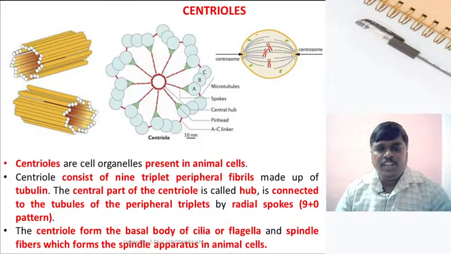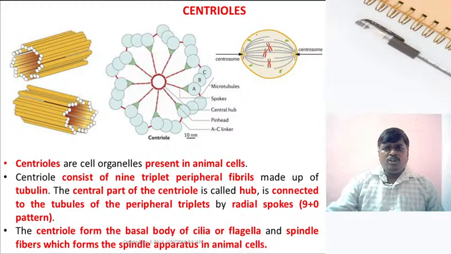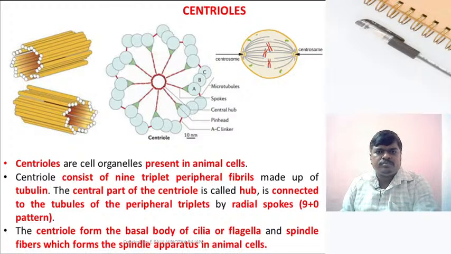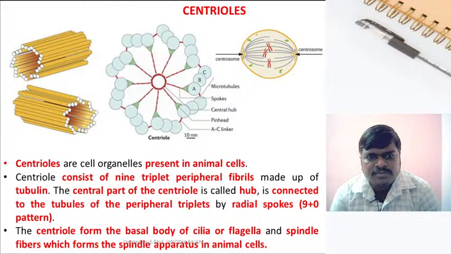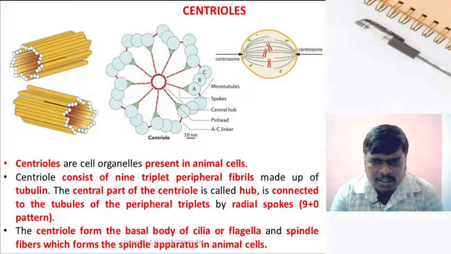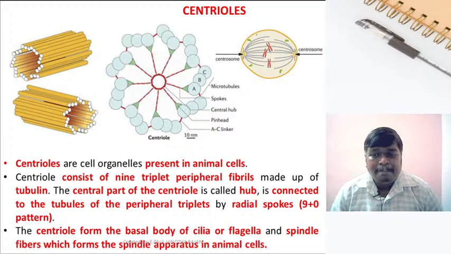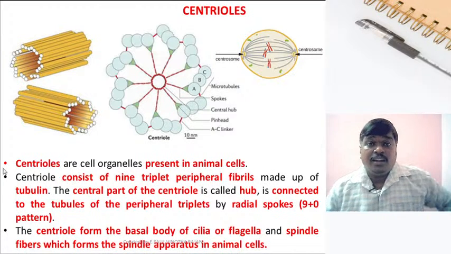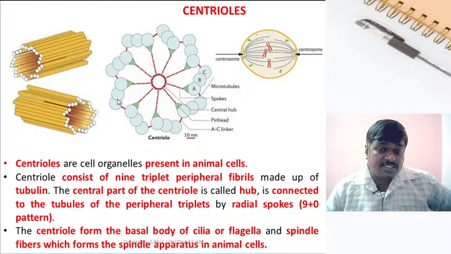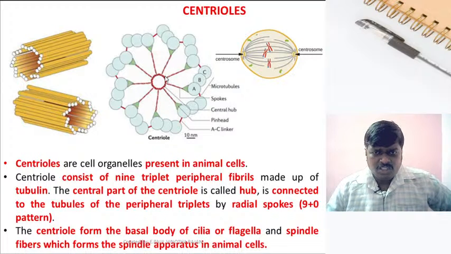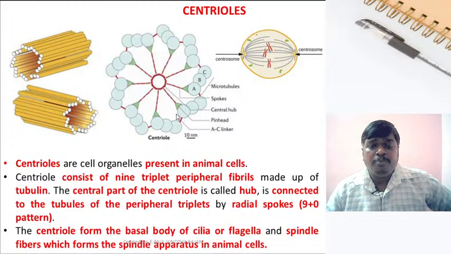The next topic is centrioles. Centriole is an organelle that is present exclusively in animal cells. The structure of the centriole has a 9 plus 0 pattern, triplets. Can you see how the centriole is arranged? It is 9 triplets made up of peripheral fibers. This is called tubulin, tubulin proteins.